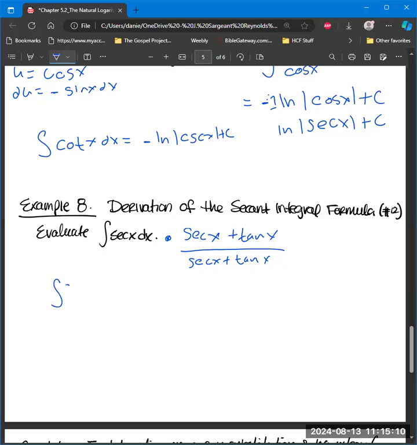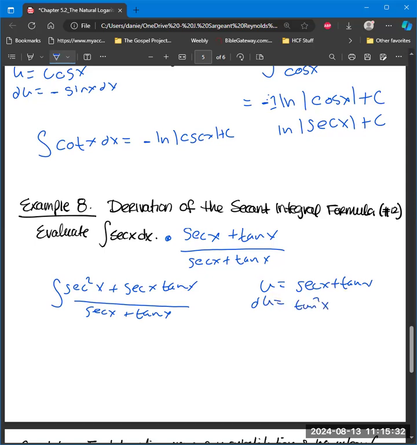I'm going to multiply the numerator and get secant squared x plus secant x tangent x over secant x plus tangent x. We're going to let our u be our denominator of secant x plus tangent x. We're going to let our du be the derivative of secant, which is going to be tangent squared x.